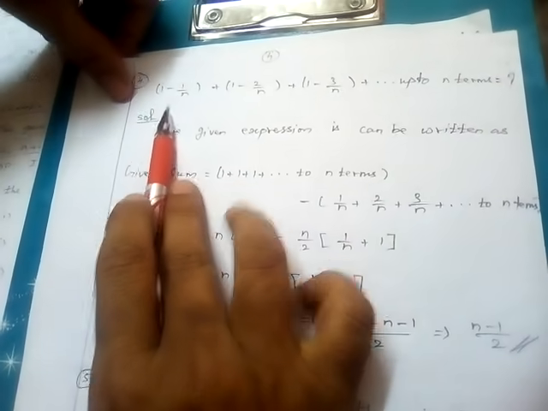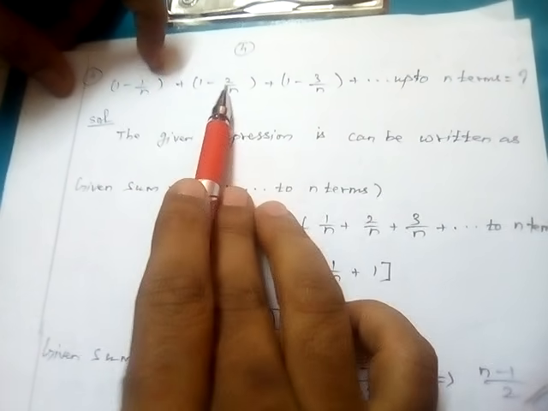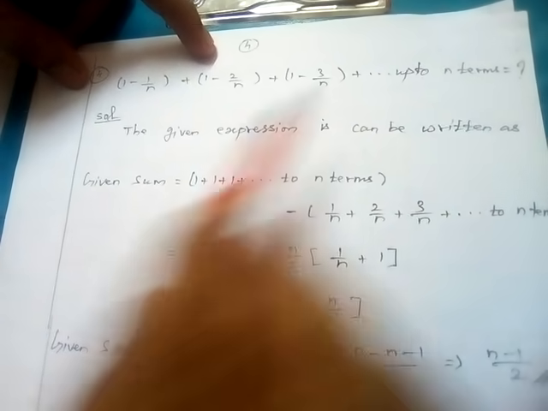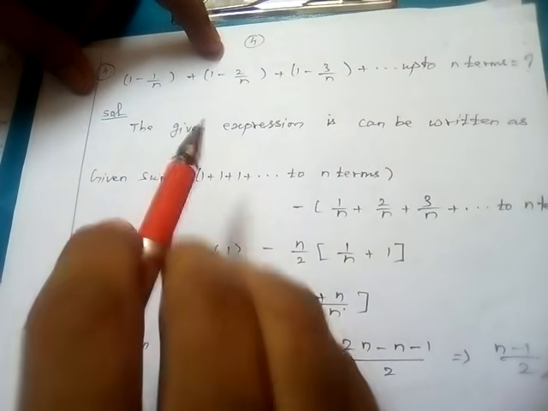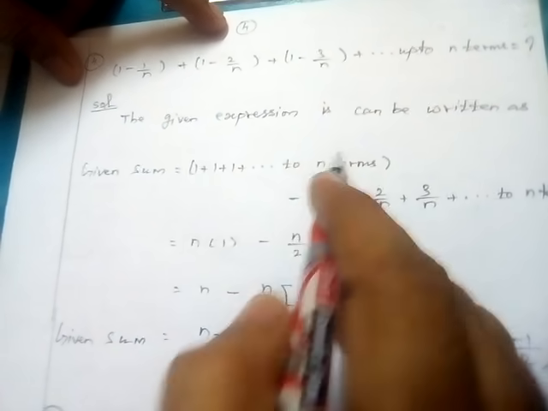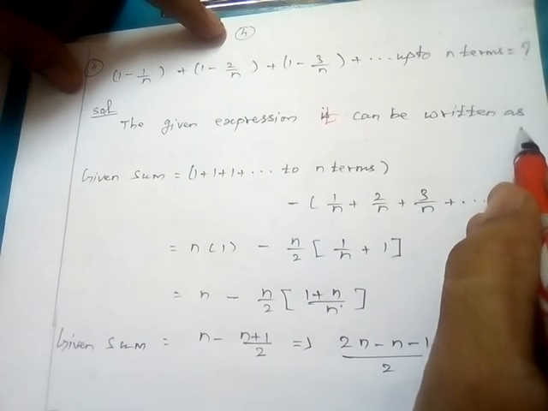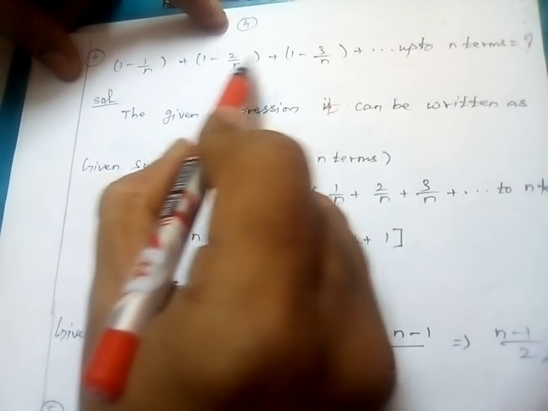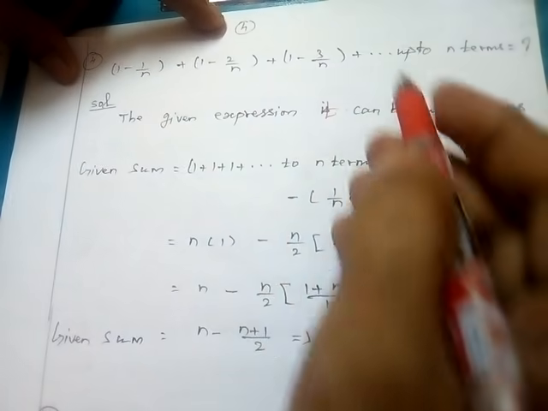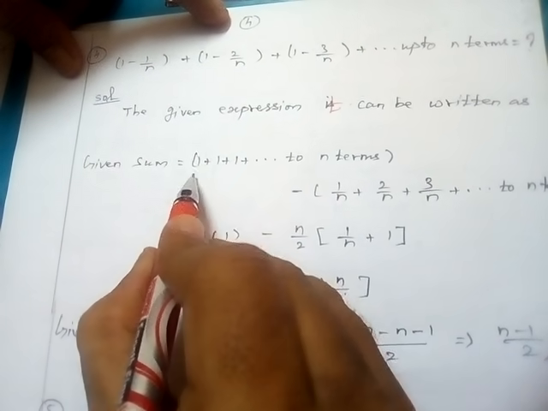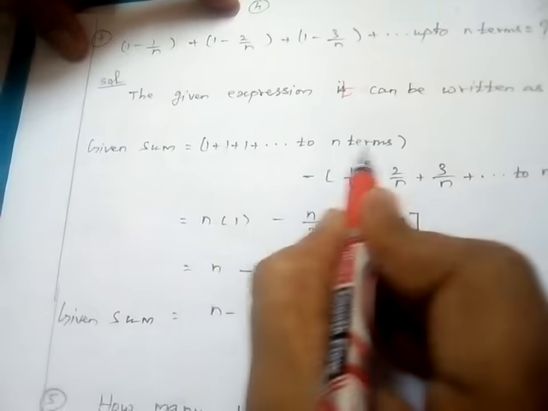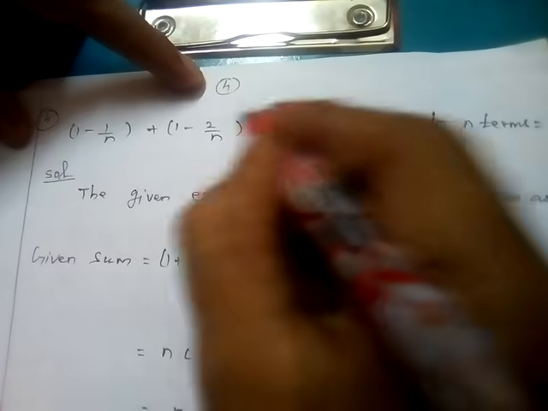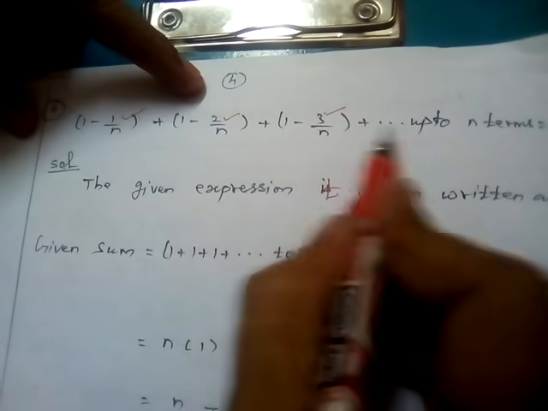Next problem: 1 minus 1 by n, plus 1 minus 2 by n, plus 1 minus 3 by n, plus 1 minus 4 by n, etc., up to n terms. Now we are going to find the sum of this. The given sum can be written as 1, 1, 1, 1, 1. How many ones are there? Totally n ones. So 1 plus 1 plus 1 plus etc., n times. Here we also have minus 1 by n, minus 2 by n, minus 3 by n. So all these terms are negative.